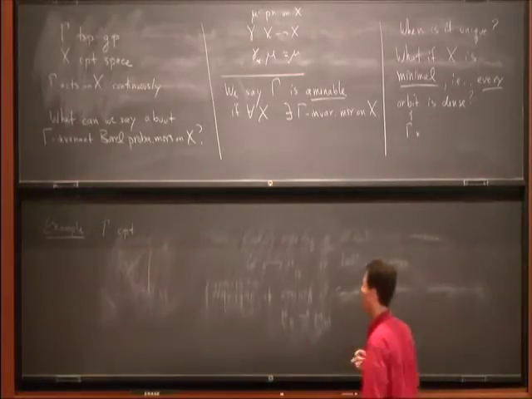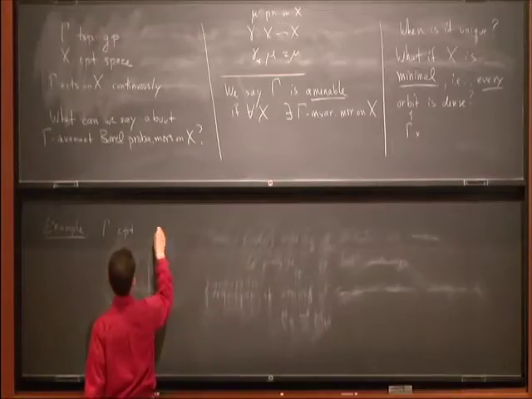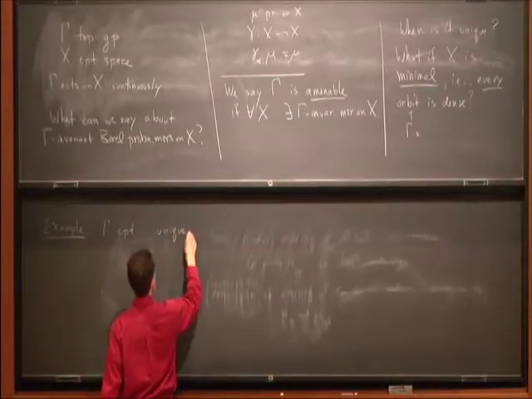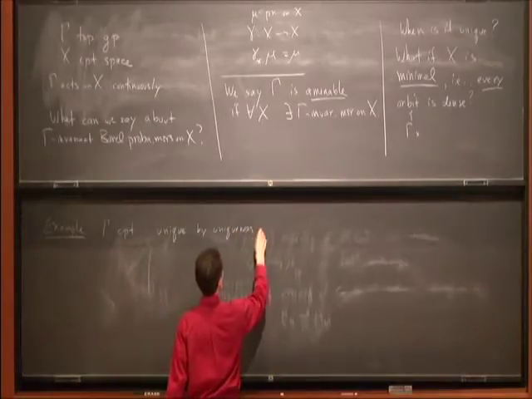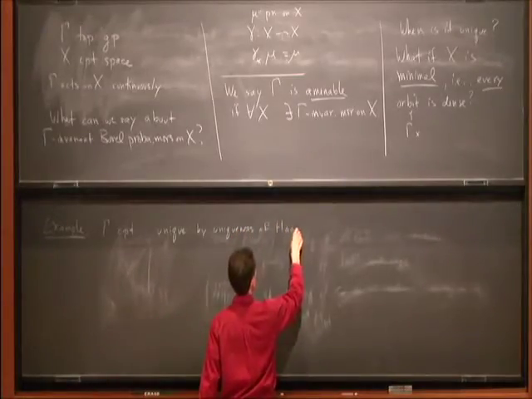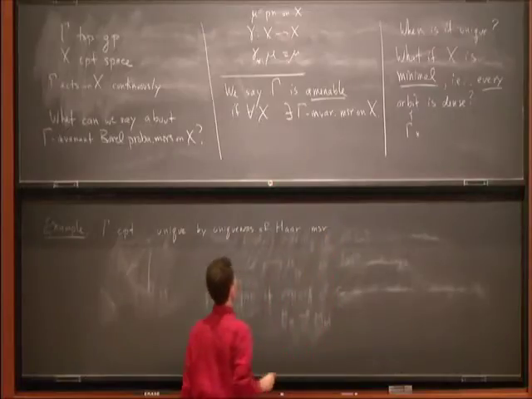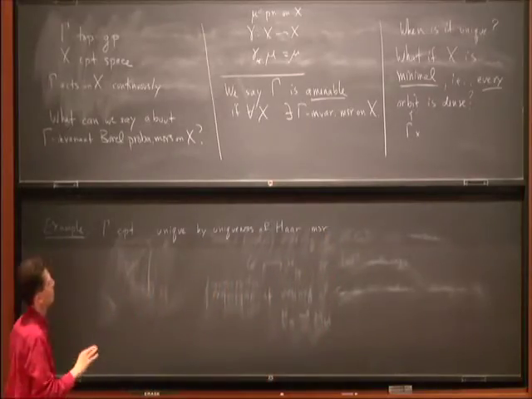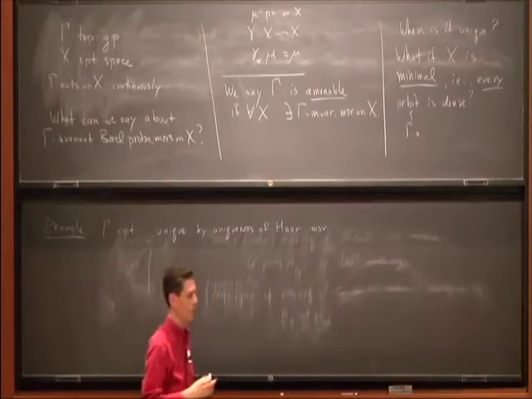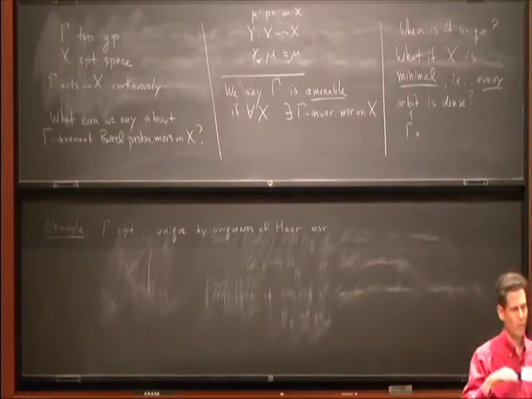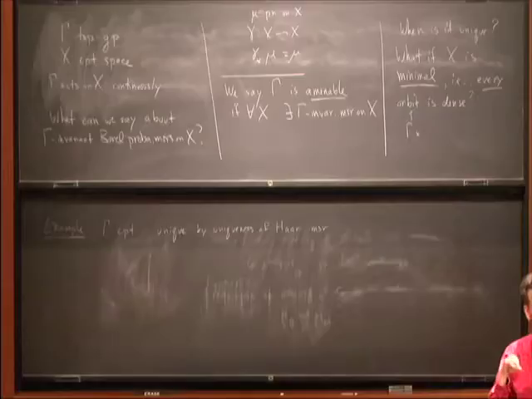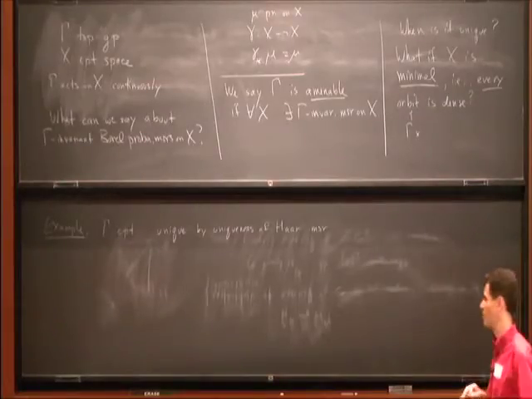So basically, the uniqueness here is arising from the uniqueness of Haar measure, which is the uniqueness of the gamma action on itself. So that's going to come up in a moment.